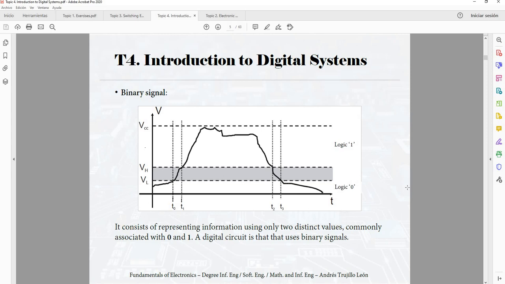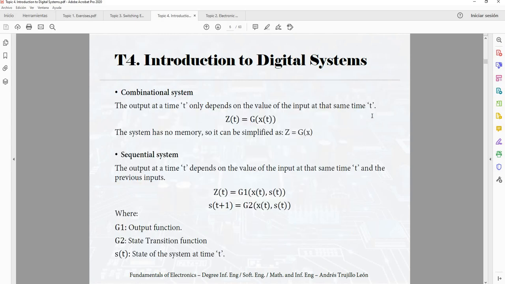So we are going to suppose that the zeros are right zeros and the ones are right ones, that are inside the interval to be considered ones, and zeros are in the interval to be considered zeros. So we are going to forget about these voltages. We are going to work only with zeros and ones because zeros and ones are the variables that digital systems work with. So in digital systems we have two kinds of systems.